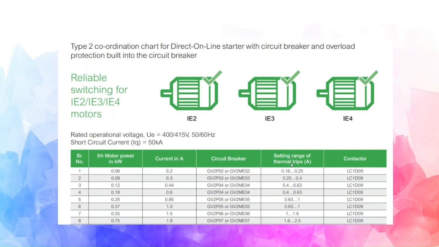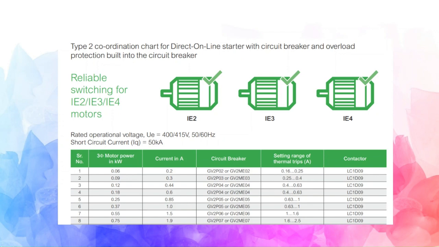And it also talks about a setting range, at what parameter you have to set it, and the contactor that you need to select is also given here. You don't need to do any calculation, you just have to consider the motor rating. Then okay, fine, we have to select this circuit breaker and this contactor, that's it. You don't need to do any calculation.